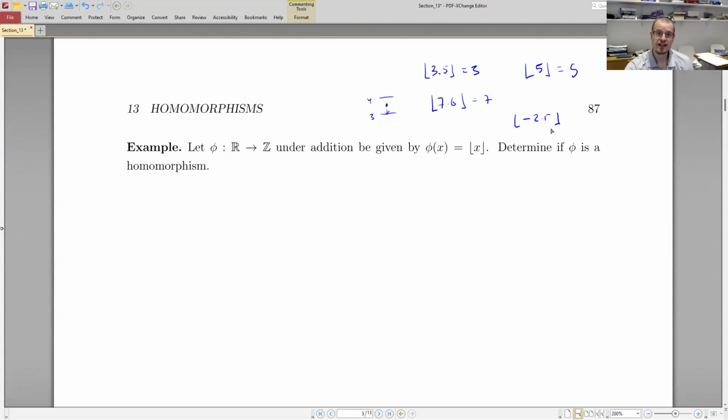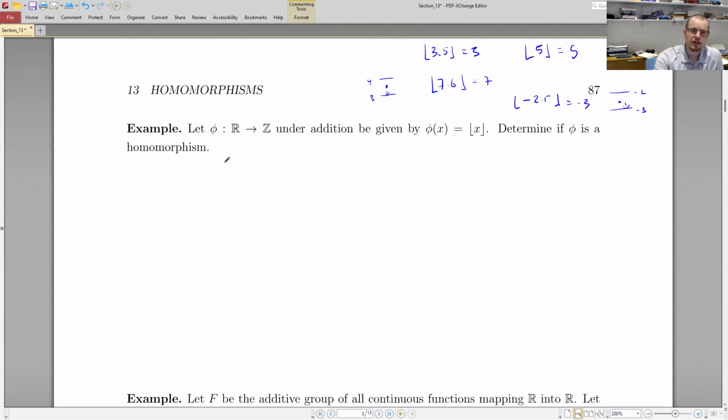The greatest integer less than negative 2.5 would be negative 3, of course, because negative 2 is here, negative 3 is here, and I'm between. Drop down, then I'm going down to negative 3. So these are just some examples of the floor function. Hopefully you're familiar with that and you thought to yourself, wow, that was really boring. But if not, hey, there it is. So let phi be this, determine if that is a homomorphism.